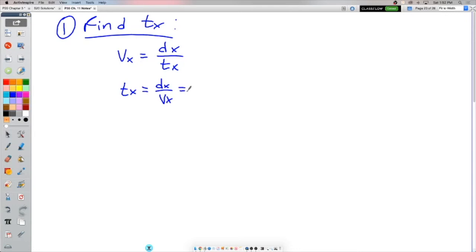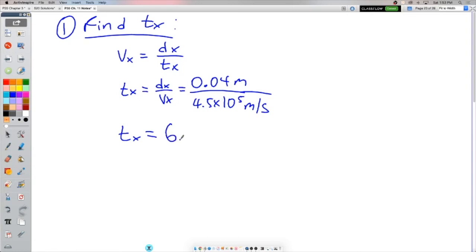So that equals the distance it's traveled in the x, as we measure on the picture, which is 0.04 meters, and its velocity was 4.5 times 10 to the 5th power meters per second. How much time would it take something to go 4 centimeters if it's moving that fast? Probably not a lot of time. That's very fast, and it's not that far to go. So I got 8.888889 times 10 to the negative 8 seconds.